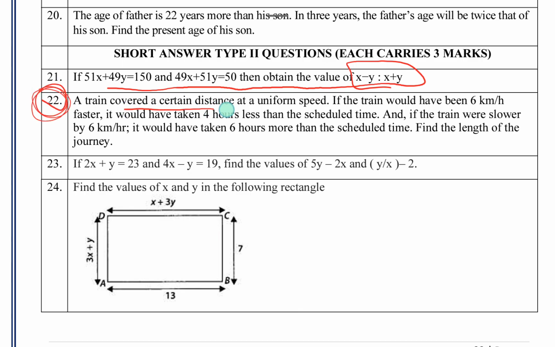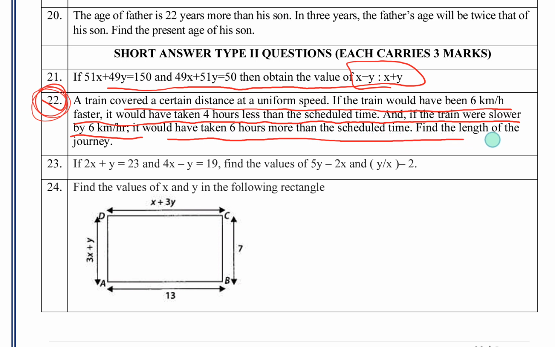22. A train covered a certain distance at uniform speed. If it were 6 km per hour faster, it would have taken 4 hours less than the scheduled time, and if the train were slower by 6 km per hour, it would have taken 6 hours more than the scheduled time. Find the length of the journey. How much distance is covered, you have to calculate. It is given in the exercise problem. You can solve by this one. 22 is very very important.